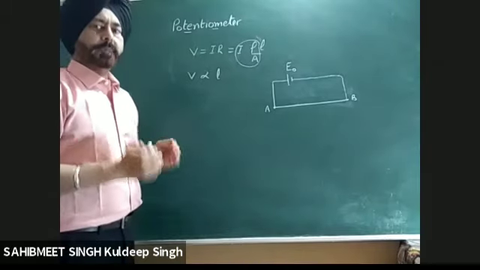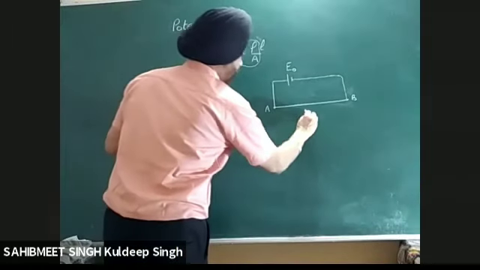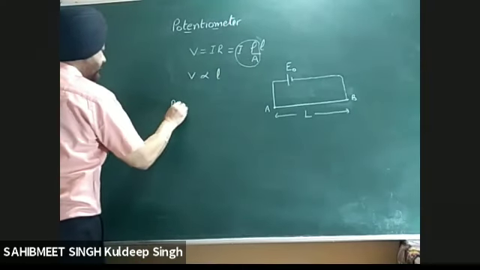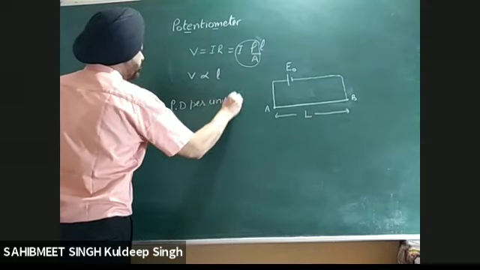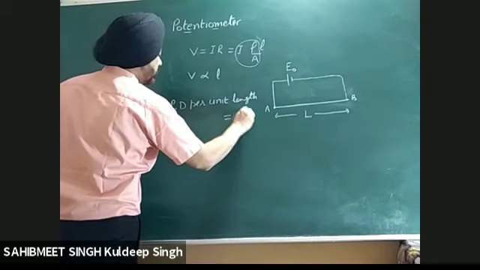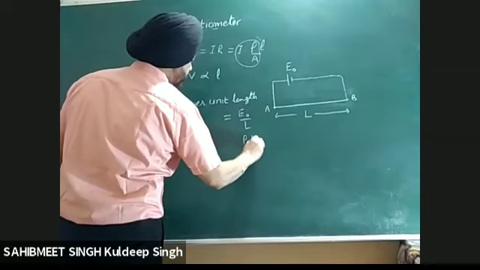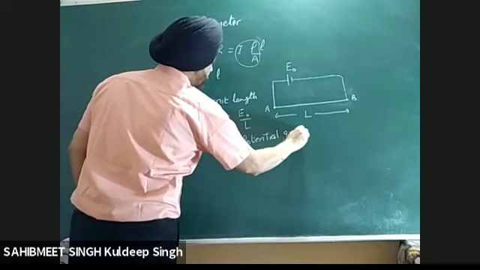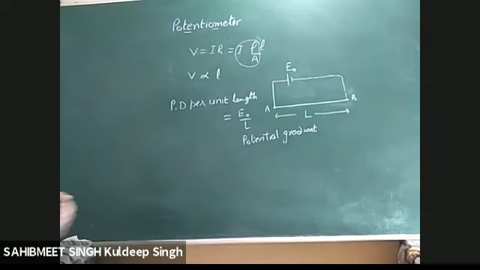When you are doing numericals, you have to keep in mind two things. First, if capital L is the length of the wire, then the potential difference per unit length of the wire is equal to E naught by capital L. This is called potential gradient. So every time you do a numerical on potentiometer, you may need the potential gradient.